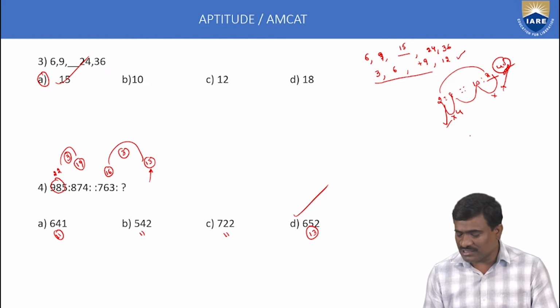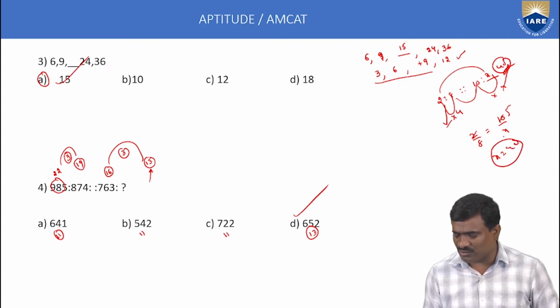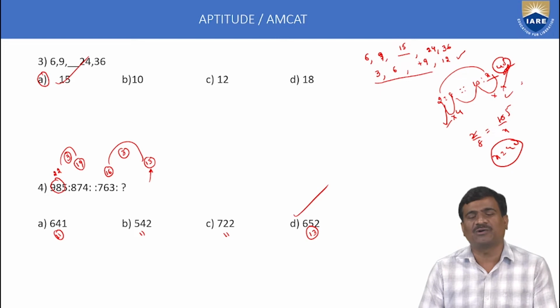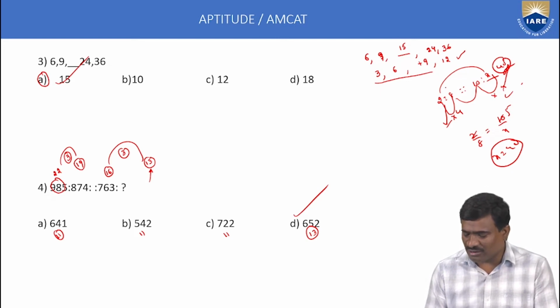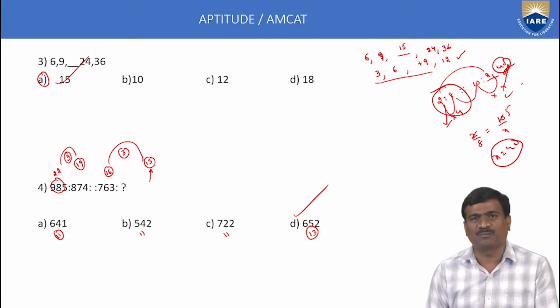But in quant, 2 by 8 is equal to 10 by x. That answer is equal to 40. But this question only is possible this way, not all examples. The method is analogy, concept, similarity. One statement is given.